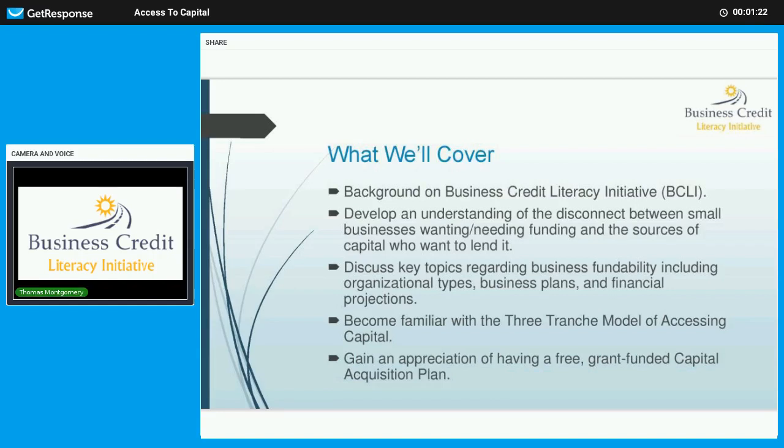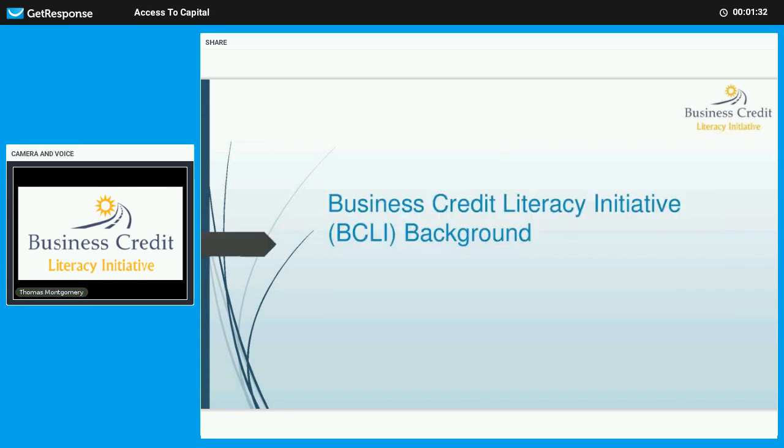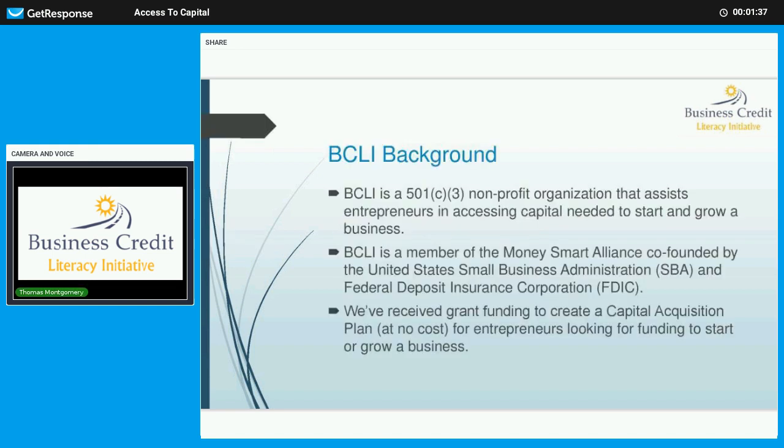And then lastly, we're going to encourage you to participate in getting a free grant-funded capital acquisition plan, which you'll see here in a few minutes, essentially means a roadmap to get from where you are to where you want to be. Let's start with some background on us.